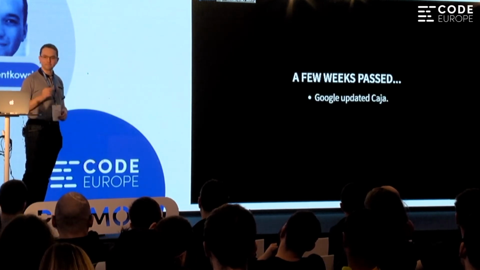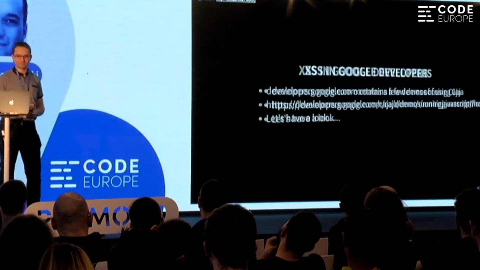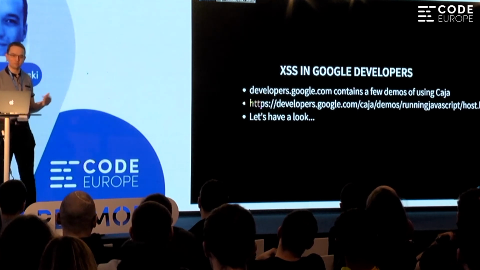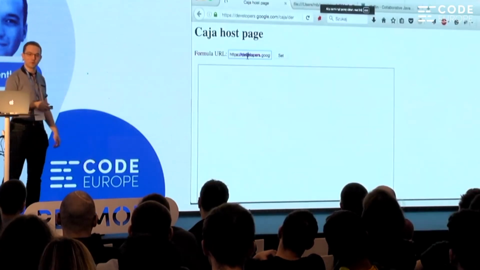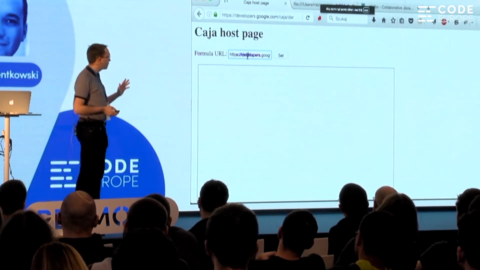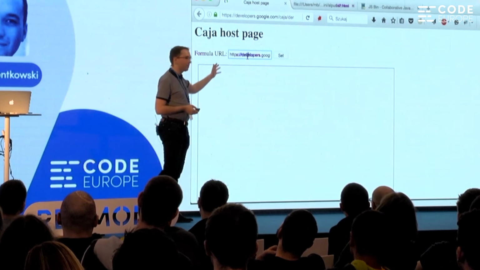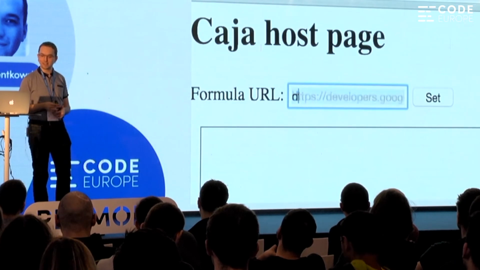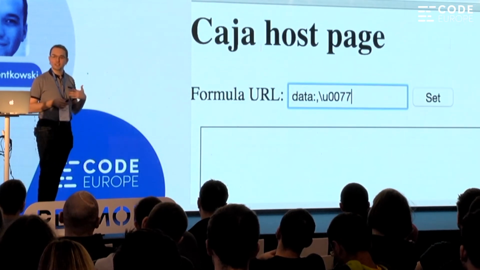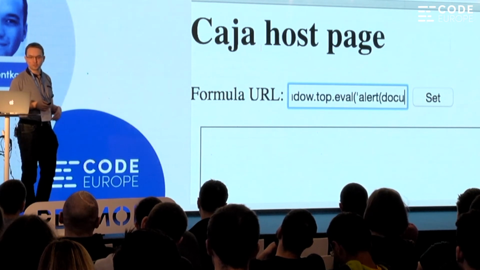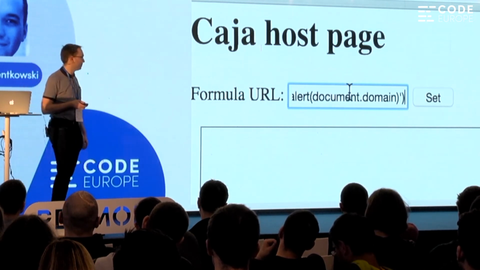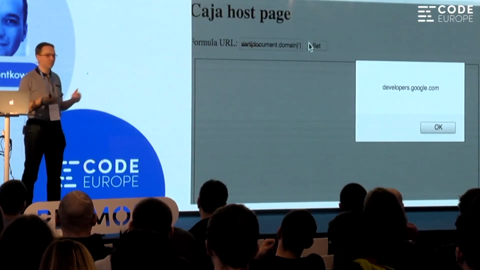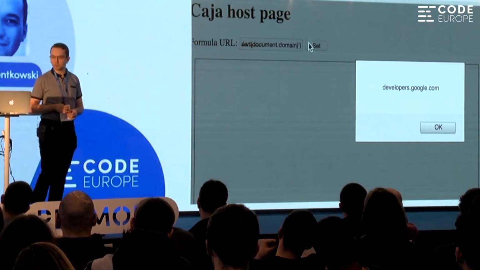OK, so another few weeks passed. Google updated Kaha, but not everywhere. They have some examples of Kaha in their own domain, developers.google.com. And that was one interesting demo. We have a very simple page in which we can pass a URL, which will be executed using Kaha. So I can say data URL here, and just use the same code I used before: \u0077 in the top eval other document domain. And then I press set, and as you can see, I have the XSS in developers.google.com.